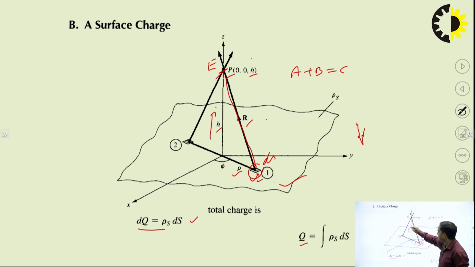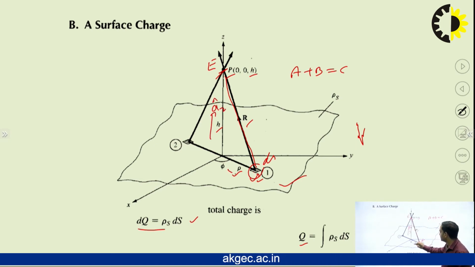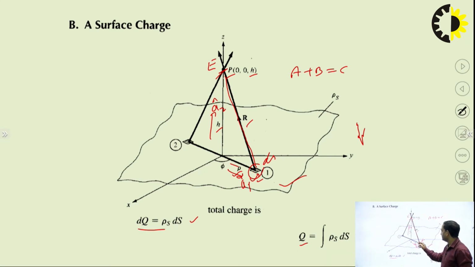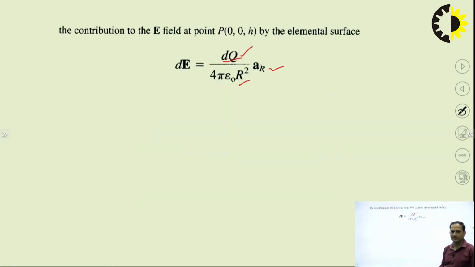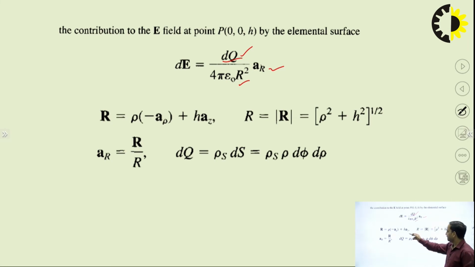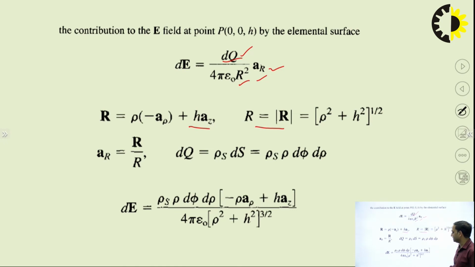So this direction is a_z, this direction is a_rho. Okay, so in this way, this is A, this is B, and A plus B is equal to H. So when you rearrange all these things, the expression which we are getting is: minus rho a_rho plus h a_z. Okay, so the magnitude is there. So put these things into this equation, and the expression which we are getting is like this, right? So this is the electric field at some distance h from the surface of the sheet.